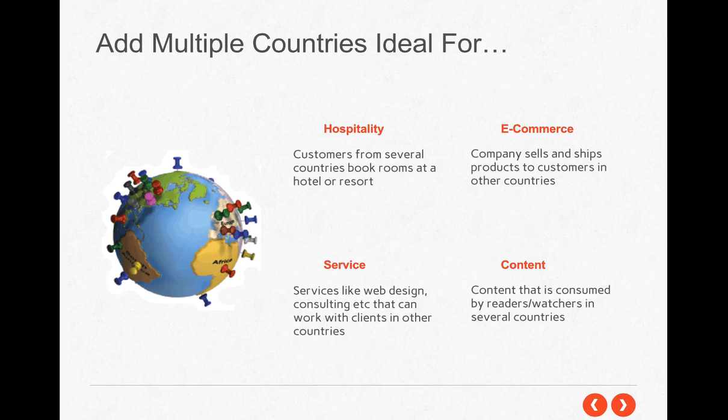Next, e-commerce. If you sell and ship products to other countries, you want to make sure that you're targeting them. And subsequently, if you're not shipping to a country, you don't want to be serving your ads there. A service: if you're serving something like web design, consulting, or you're a software as a service company, where it doesn't really matter what location they're in, then you can target the whole world or multiple countries. Then content. If your content can be consumed by readers and watchers in several countries, then that's fine as well.